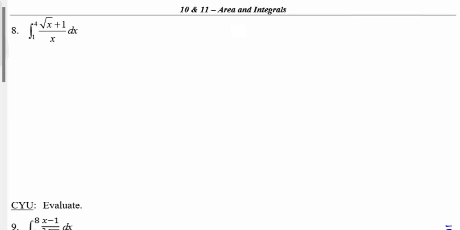Next one. How do we do this? Well, we don't know how to do the antiderivative of a quotient like this. So we'll simplify it and say this is the same as the integral from 1 to 4 of root x over x plus 1 over x dx.